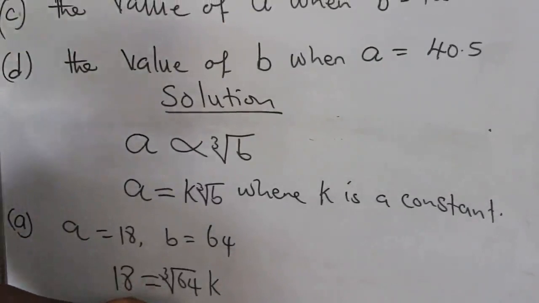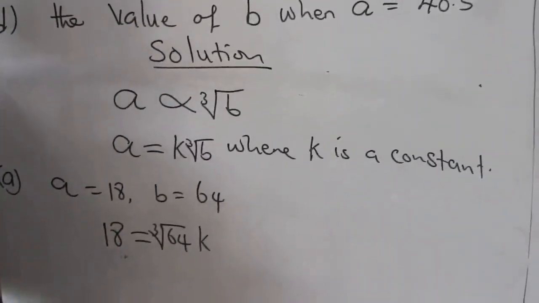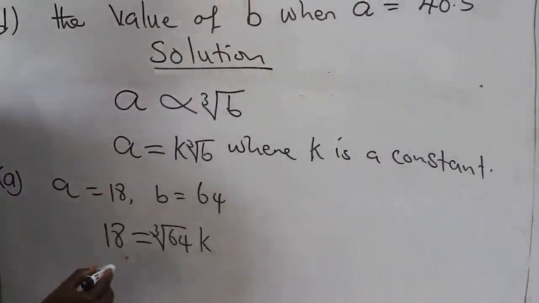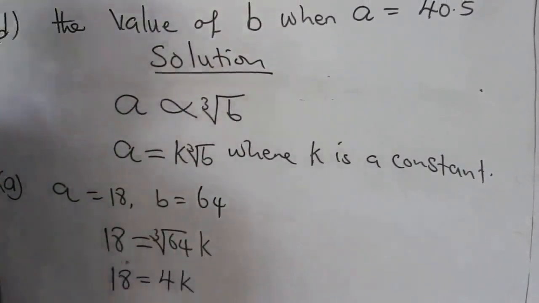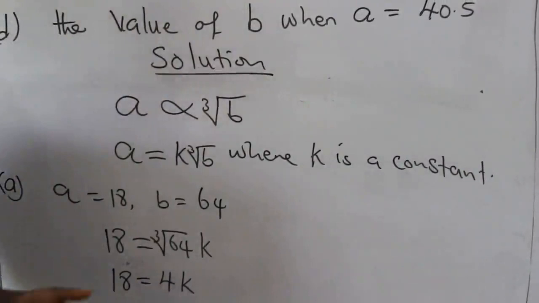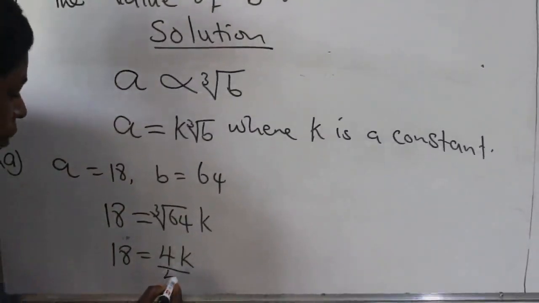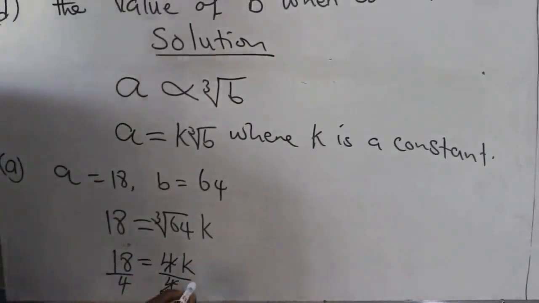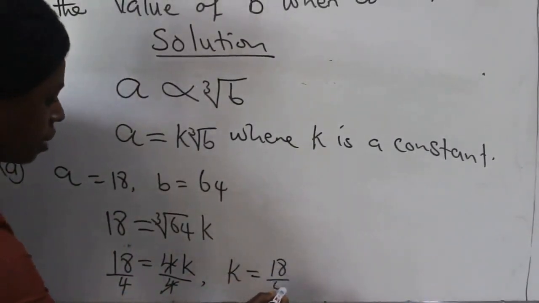So from here we can take the cube root of 64. What is the cube root of 64? Of course, it is 4. So we have 18 equals to 4K. So, as usual, you need to get the constant. So we divide both sides by 4. So our K is equals to 18 over 4.